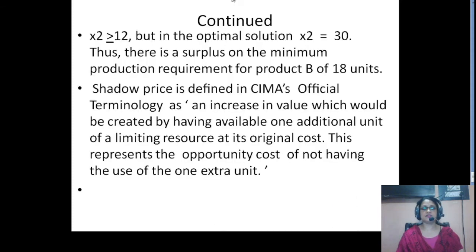Now coming to surplus. X2 should be greater than or equal to 12. It was given in the question that you have to compulsorily produce 12 units of B, right? It can go beyond that, but 12 units should be produced. But see how in the optimal solution we are producing 30 units. It means there is a surplus on the minimum production requirement for product B by 18 units, right? We are producing 18 units more of B or x2. So this is what we mean by surplus.